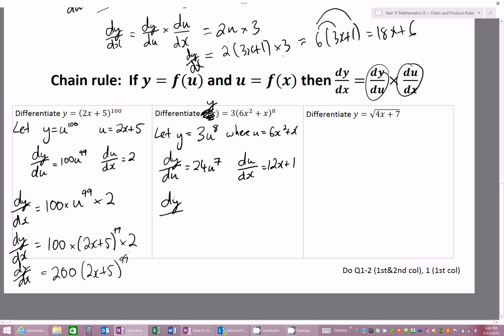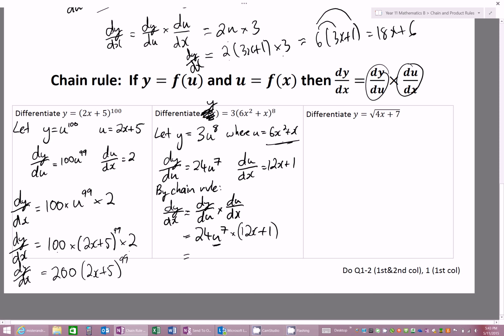So by the chain rule, I should probably write some comment in here for good communication. dy dx. And I should probably write the formula as well. Okay, so write the formula the first few times you do it, so that you get familiar with it. dy du is 24u to the power 7, and du dx is 12x plus 1. Since I'm multiplying everything by 12x plus 1, I need to have brackets in there. I can then replace the u with 6x squared plus x.